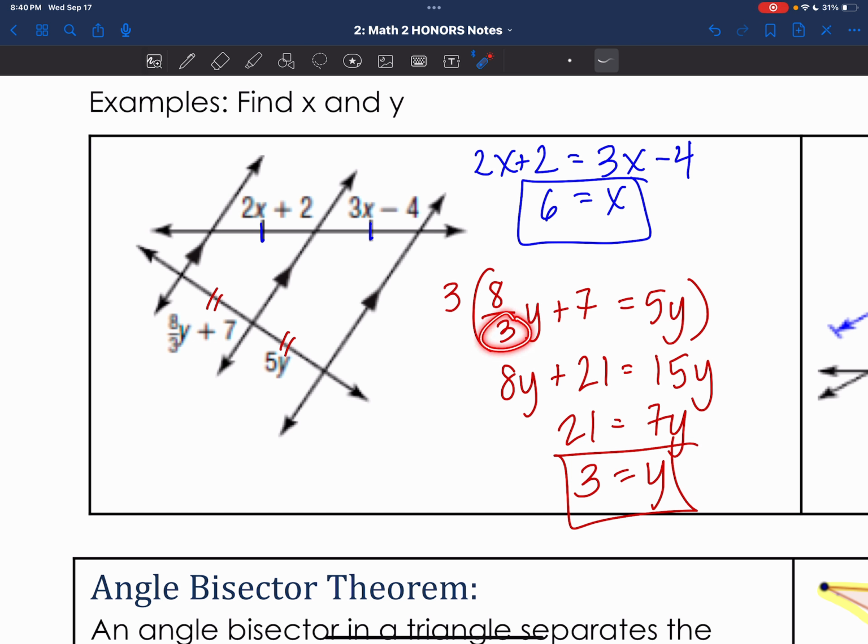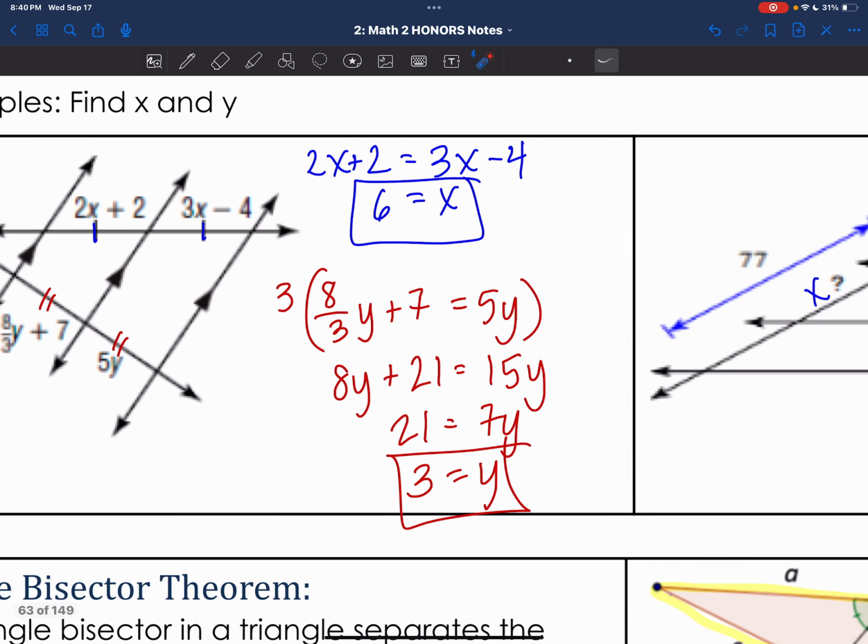Now to get rid of the denominator, you're going to multiply by 3 and multiply everything on this side by 3. And you'll get 8y plus 21 equals 15y. And then simplify and you get 3 equals y. So that's all you had to do.